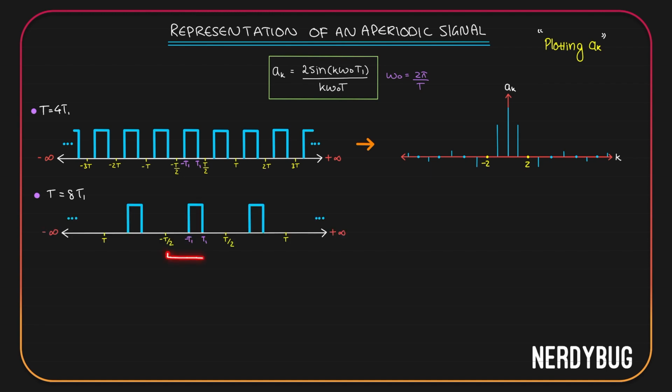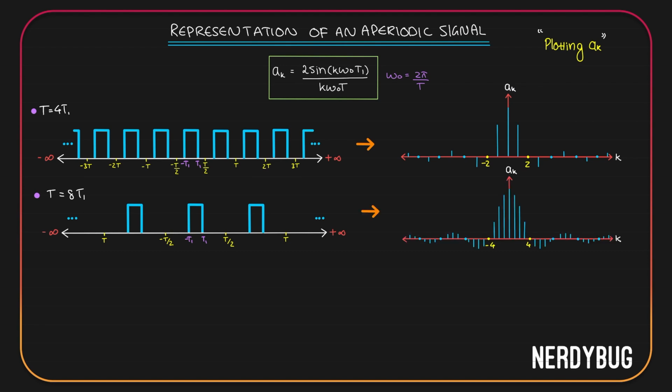You can see that from minus T by 2 to plus T by 2, that is in one time period, we can include 8 T1s. So the pulses in the graphs are getting farther away from each other. The question is, what happens to the plot of Fourier series coefficients in this case? It will look like this.